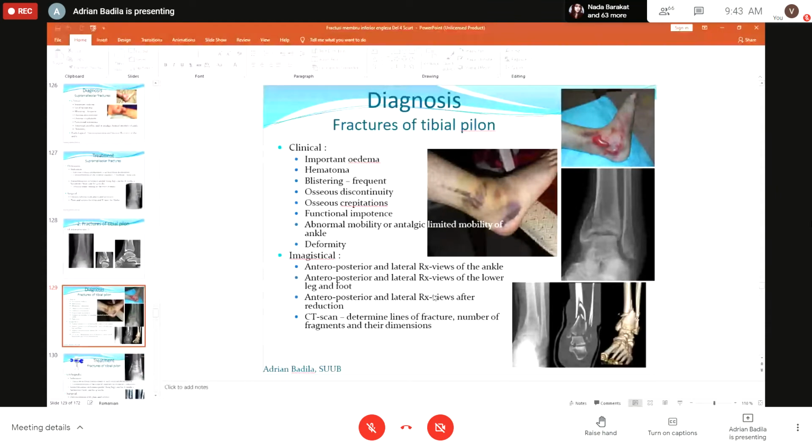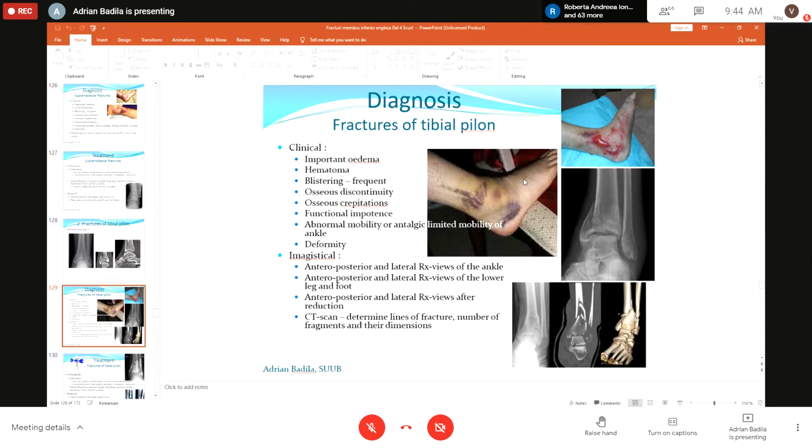At the clinical examination, we will see the same things as in the supramalleolar fractures: edema, blistering, hematoma, osseous discontinuity and crepitation, abnormal mobility, deformity, and so on. You should ask for anteroposterior and lateral views of the ankle, but also of the lower leg and foot, because they are in the area.